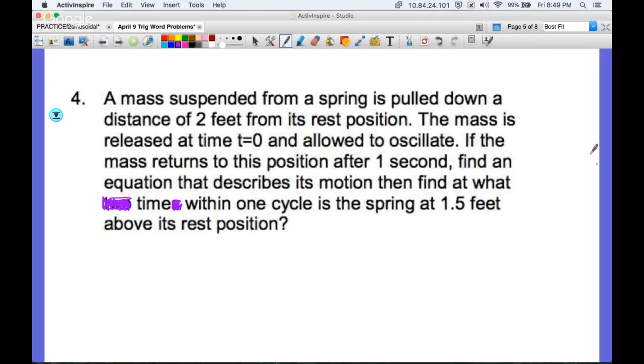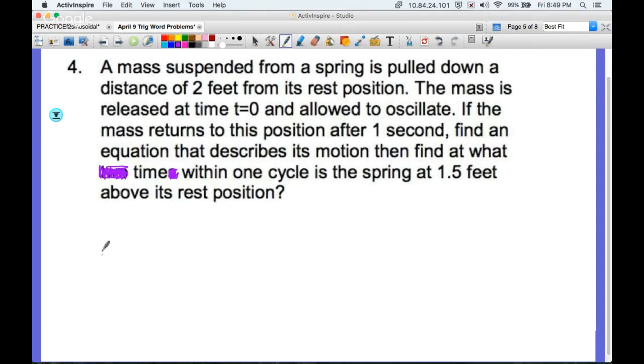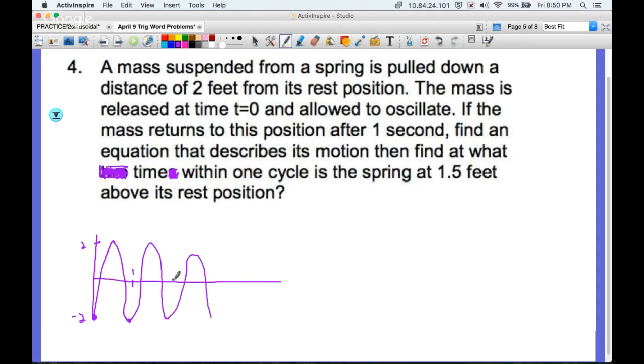All right, so we'll say the rest position is just represented by y equals 0. This weight is pulled down 2 feet below that, so it's down here at -2, and then it's released. It goes up, and we're going to assume it hits a maximum of 2, and then it comes right back down. It hits that minimum again after 1 second. So 1 full cycle here after 1 second, and then it's going to do a whole bunch more. So 1, 2, 3.